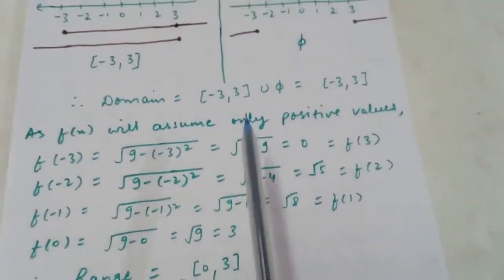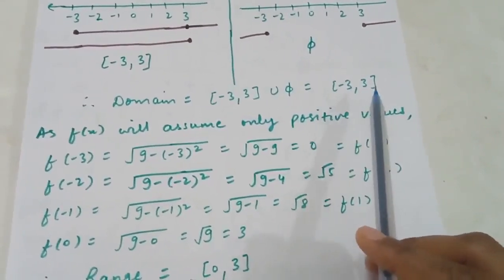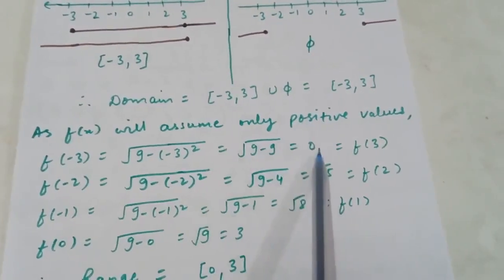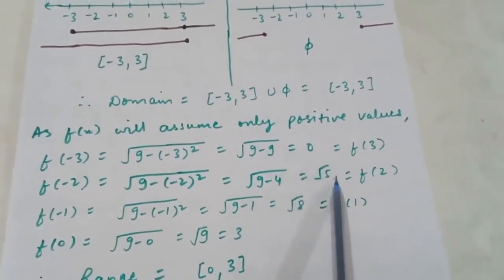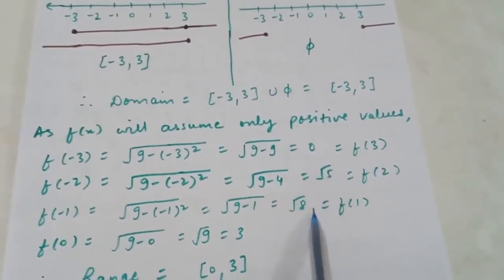So domain is from minus 3 to 3. All the values from minus 3 to 3. So as we can see, at minus 3 f of x is 0, at 3 f of x is 0, then root 5, root 8. So these values are also less than the 3.